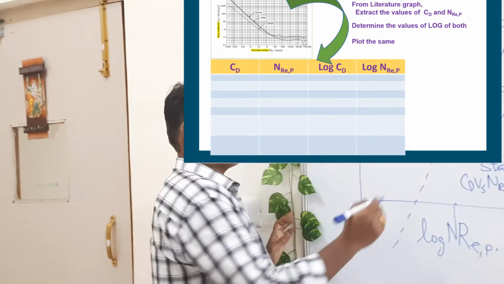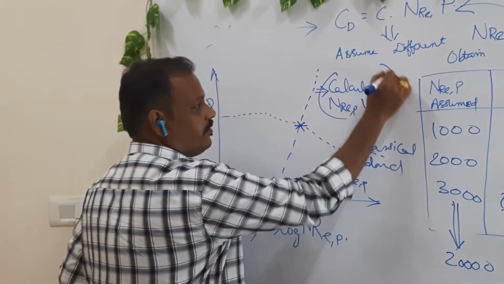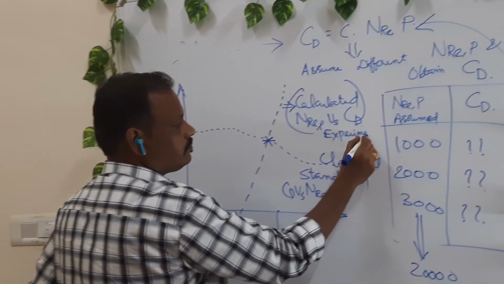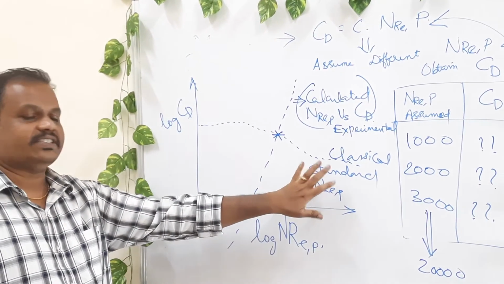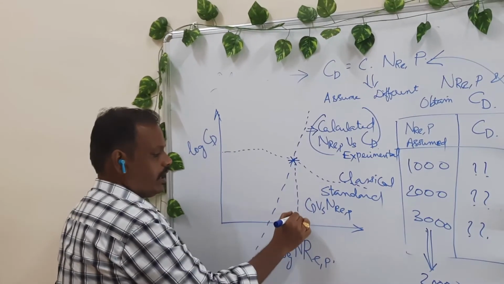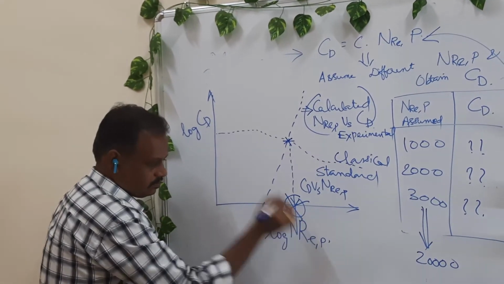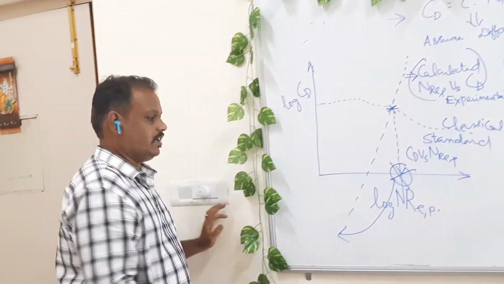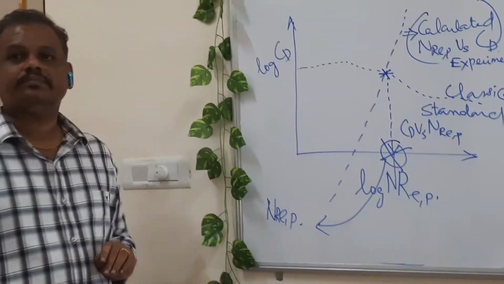Then you have to find the point of intersection of these two plots. This one is calculated, originating from the experiment, and this one originates from the standard CD versus NRE plot. You take the intersection point and extrapolate to the corresponding NRE. Taking the anti-log of this, you can find the NRE obtained.